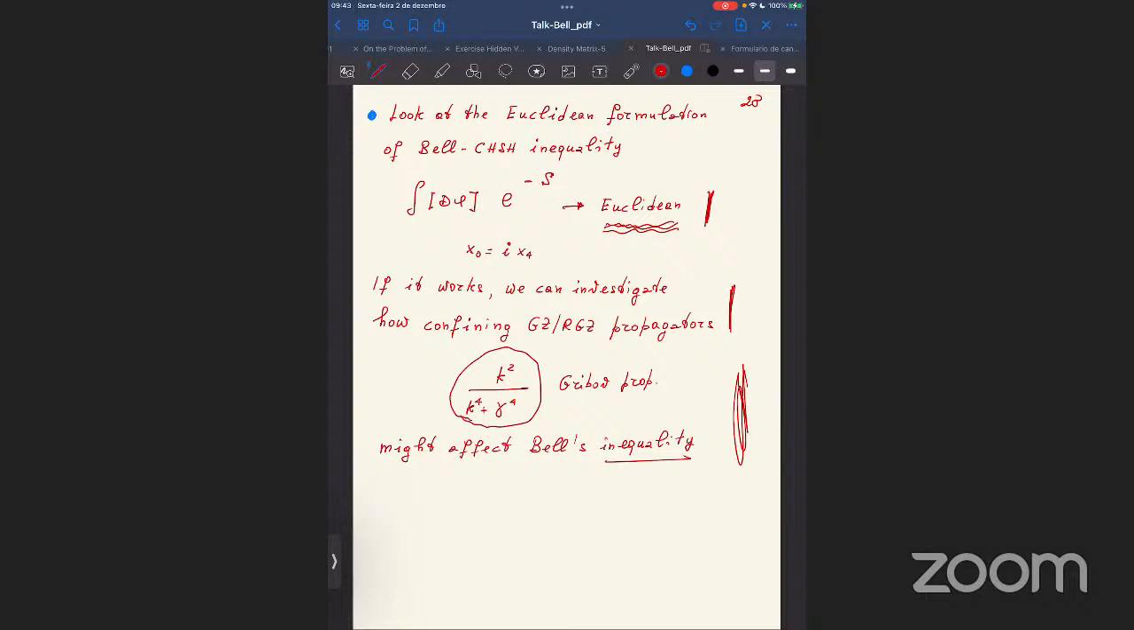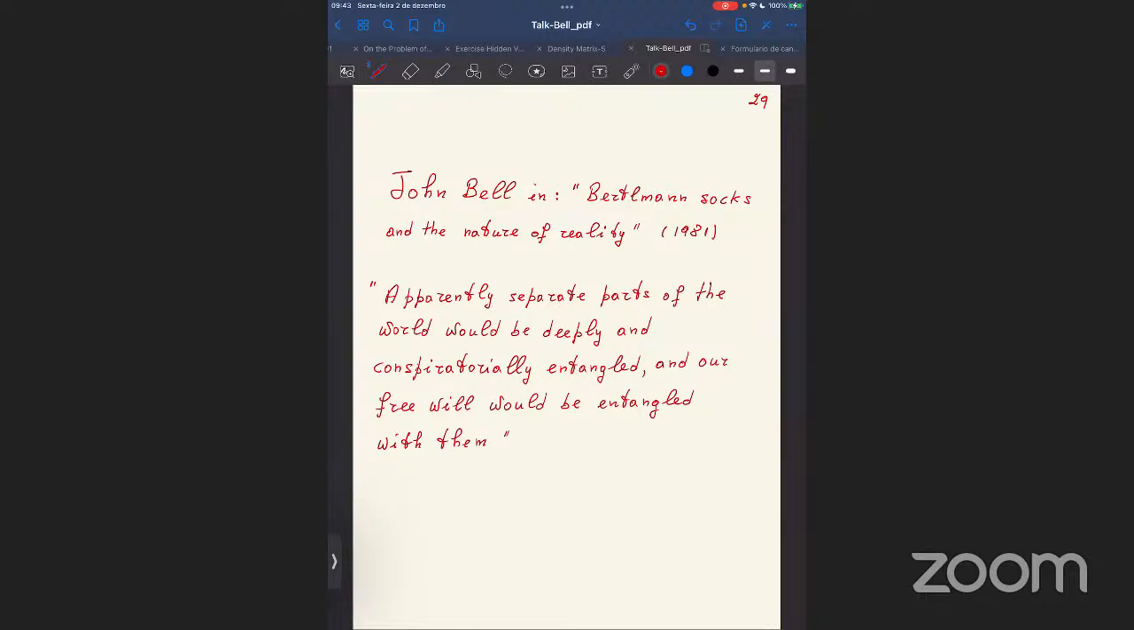So let me finish with another quote by John Bell. John Bell in '81 said that apparently separate parts of the world would be deeply entangled, and our free will will be entangled with them.